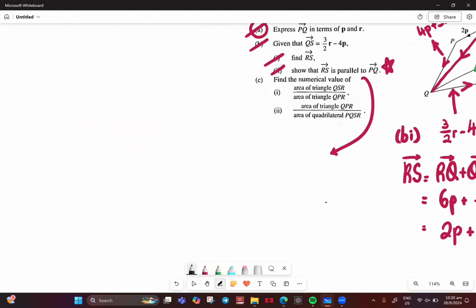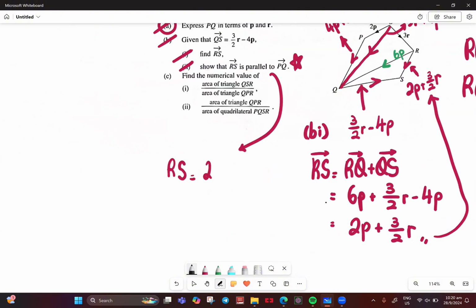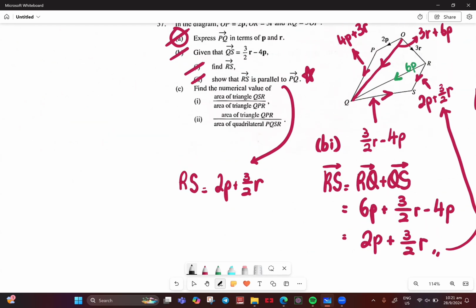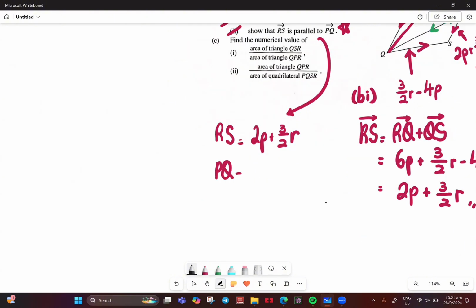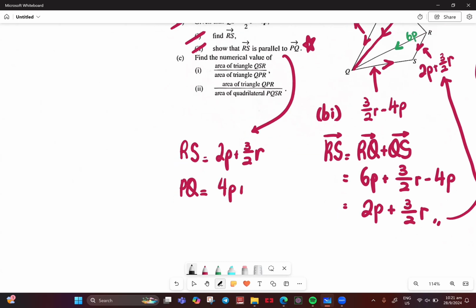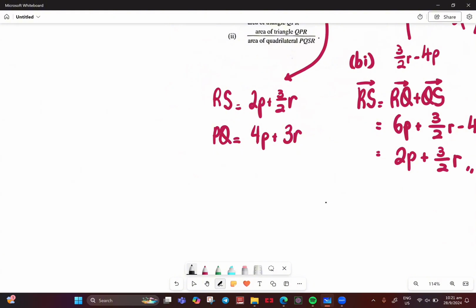Let's list it down first. So how do you show? We say that RS equals 2P plus 3 over 2R. Am I making sense? What are we trying to compare it to? We are trying to compare it to PQ. So PQ is what? According to the question, PQ is 4P plus 3R. So you see from here, what is causing PQ to be 4P plus 3R? You're able to see, right?